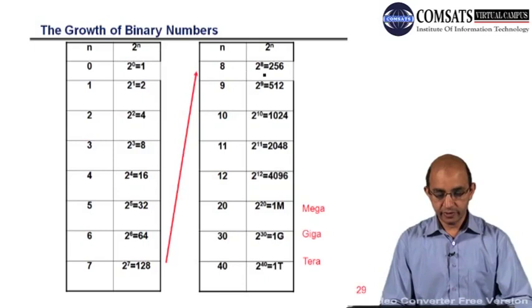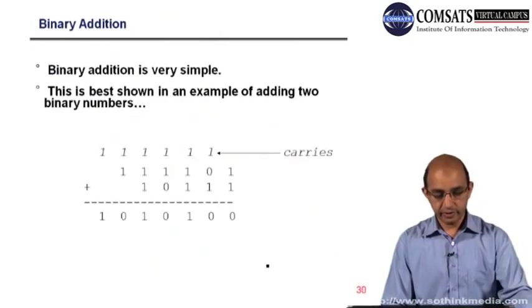So these are the conventions. 2 raised to power 8 is 256, 2 raised to power 20 is 1 mega, 2 raised to power 30 is 1 giga, and we have tera, 2 raised to power 40, and peta, and so on and so forth. So this is the growth.